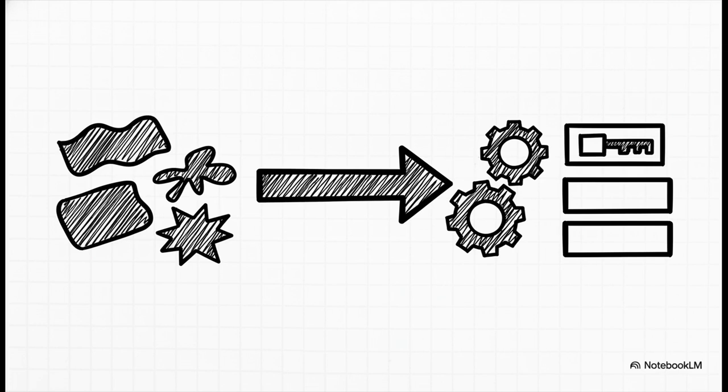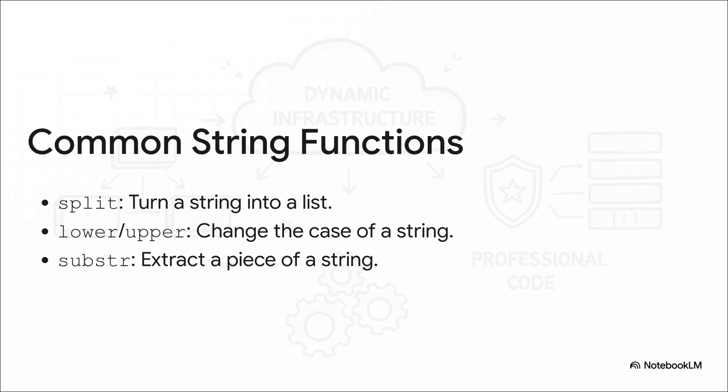So, where do we start? Well, with the most basic building block, text. You know, so much of our configuration is just made up of strings, names, IDs, tags, you name it. And luckily, Terraform gives us some really powerful tools to work with them. These right here are the real workhorses of string manipulation. Split is a total game changer for turning a simple comma-separated string into a proper list that Terraform can actually loop over. Lower and upper are your best friends for standardizing things, like making sure all your tags are in lowercase. And with substring, you can slice and dice strings to pull out the exact piece of information you need.